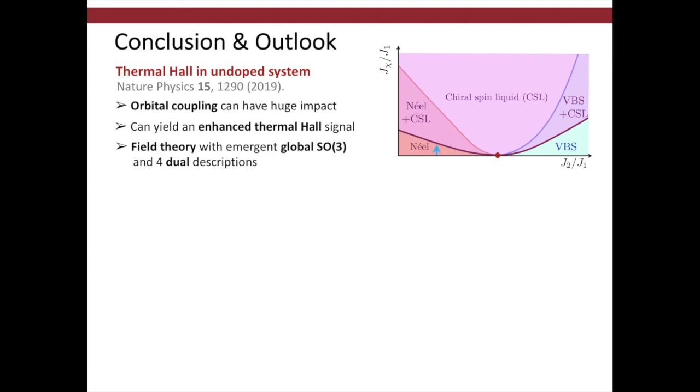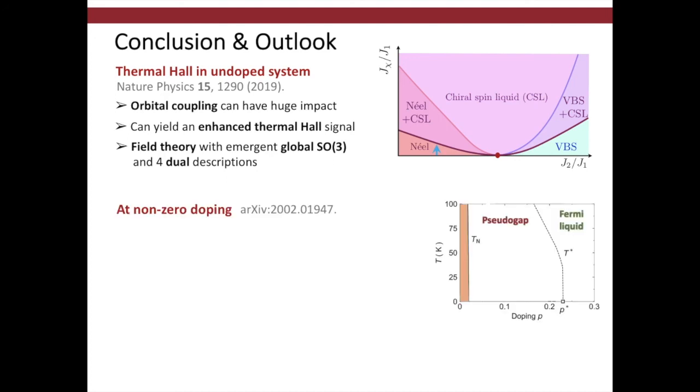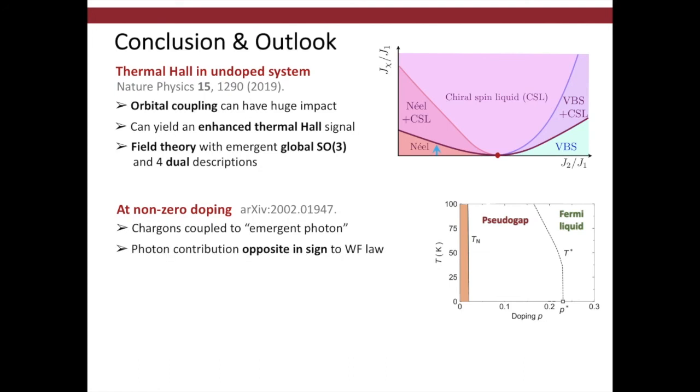The second part of the talk dealt with the doped system. Here we analyzed a theory motivated by several previous theoretical and experimental works on the cuprate superconductors and related to one of the four different dual field theories of the first part of the talk, which consists of fermionic chargons coupled to an emergent photon. Most importantly, we have shown that the contribution of the photon has a negative sign compared to the Wiedemann-Franz part of the thermal Hall conductivity.